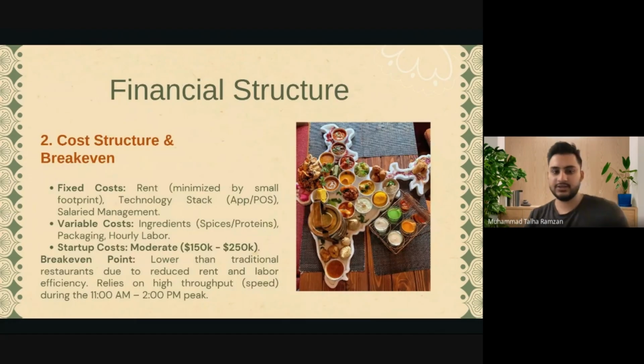The cost structure: our fixed costs are going to be rent, which we'll try to minimize with a small footprint, technology stack, like our app and point of sale, and the salaried management. Our variable costs are going to be ingredients, packaging, and the hourly labor. Startup costs are moderate compared to other businesses, an estimated 150 to 250K. Our break-even point is lower than traditional restaurants due to the reduced rent and labor, and we rely on high throughput during the lunch hours.